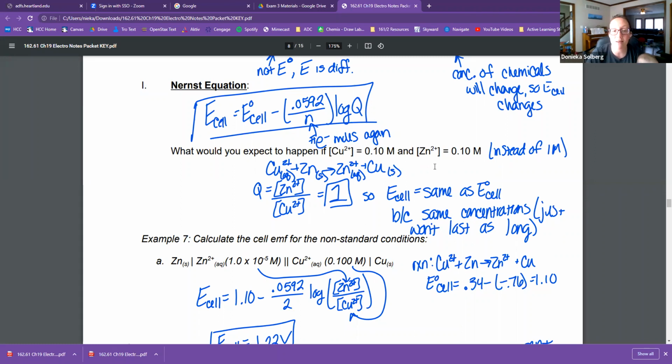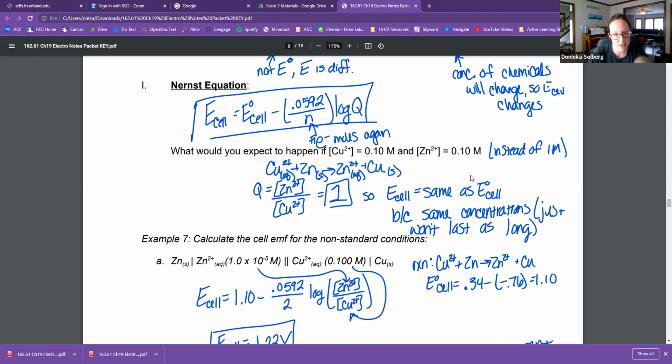Now, if they are the same concentration, then Q is just 1. Okay, so if that's true, like if they were both 1, which would still be standard, log of Q, if it's 1, the log of 1 is just 0. So this whole thing goes away, and then it says E cell equals E naught cell. So technically, if they're at the same concentration, it's not going to change my voltage. And yes, that is true. It's not going to change the voltage. It's just not going to last as long as if you had 1 molar and 1 mole. Okay, so same voltage, but the same concentrations are just going to make it not last as long, essentially.